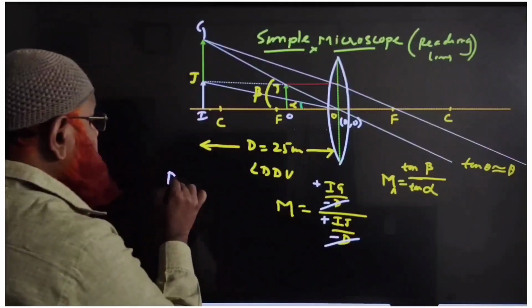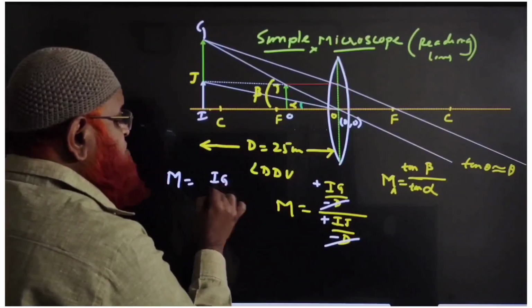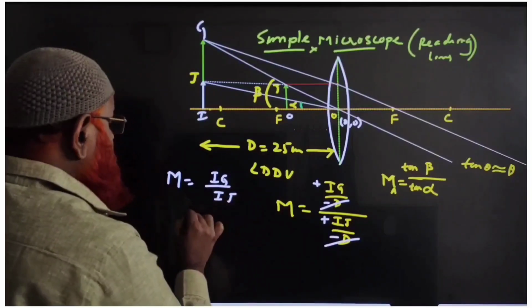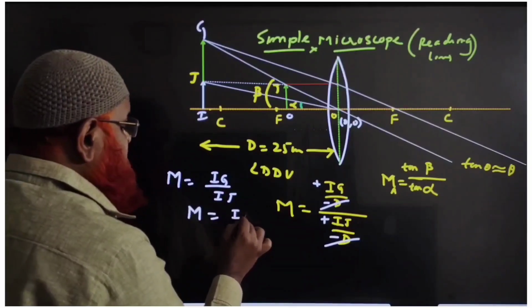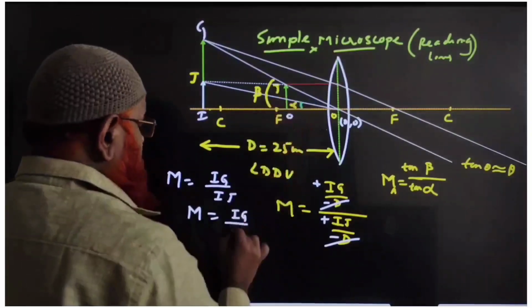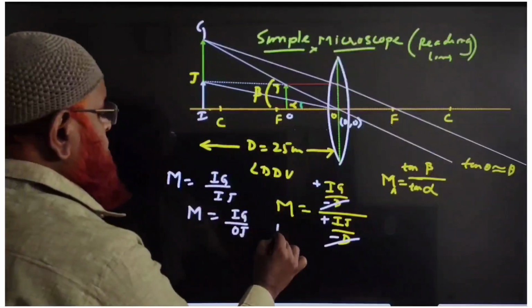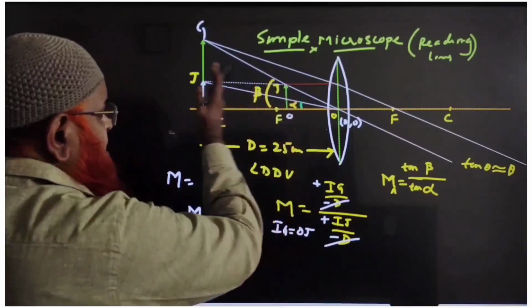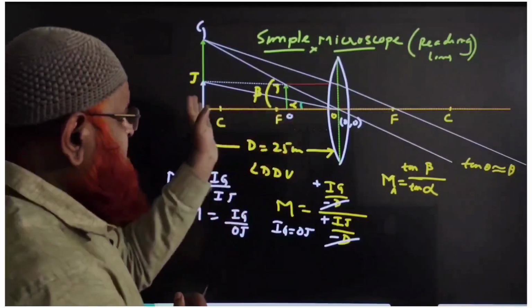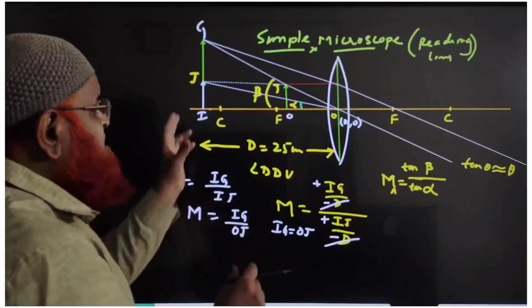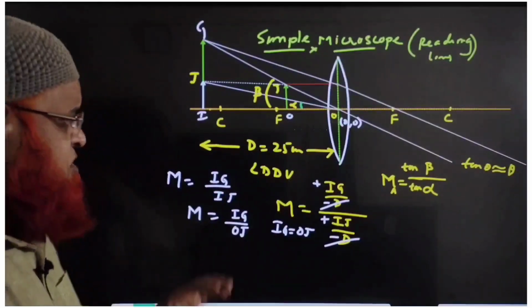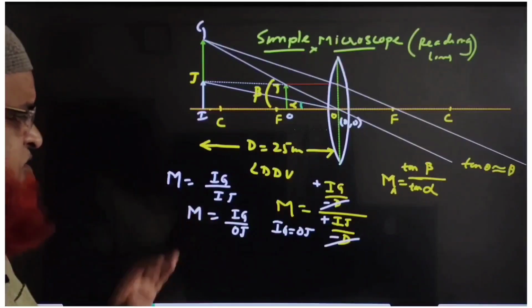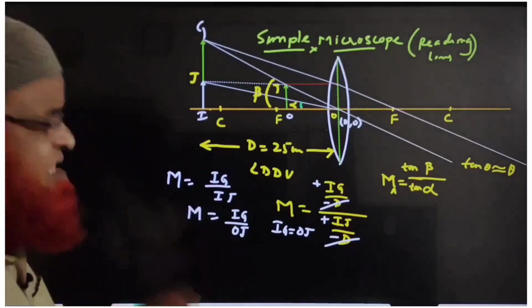Therefore, angular magnification M is equal to IG by IJ, which can also be written as magnification is IG by OJ also, okay? Because IG is nothing but equal to OJ, IG is nothing but the shifted object from this place to this place. So I can consider IG to be equal to OJ here, is it? So this is all about magnification. We got a magnification. Then how can you simplify this magnification here?